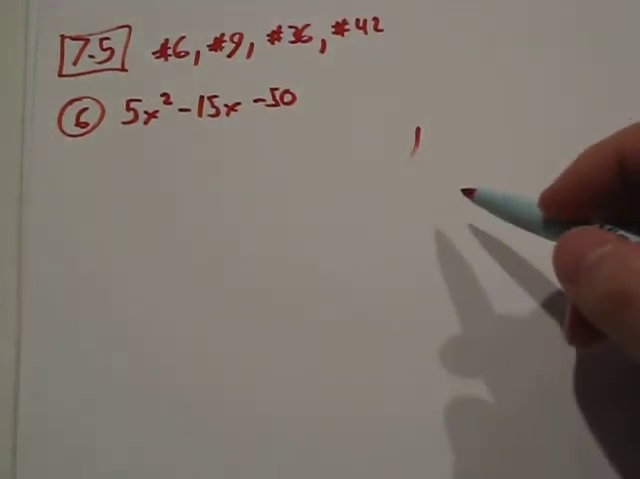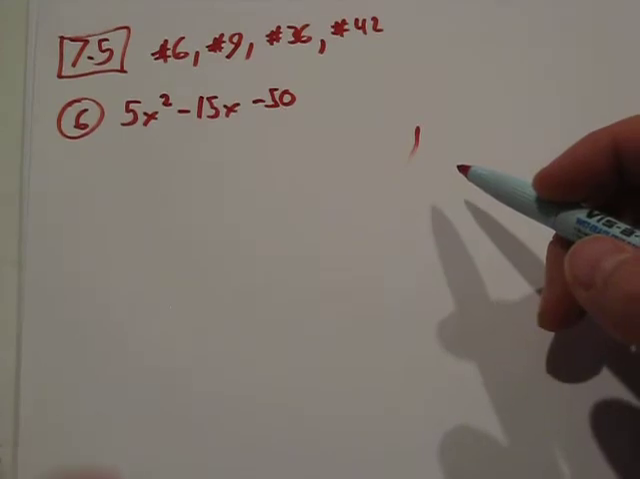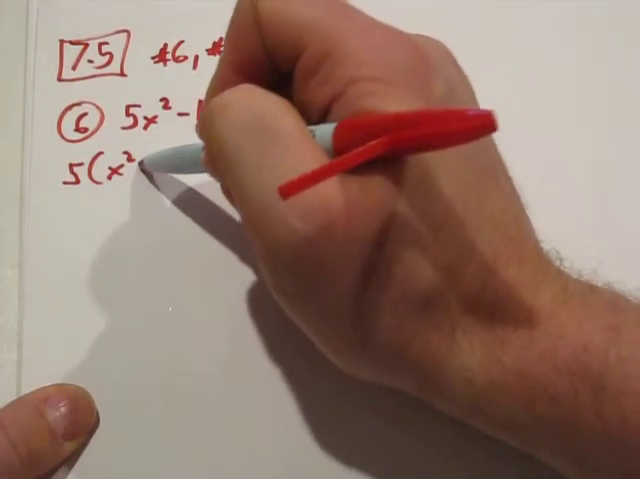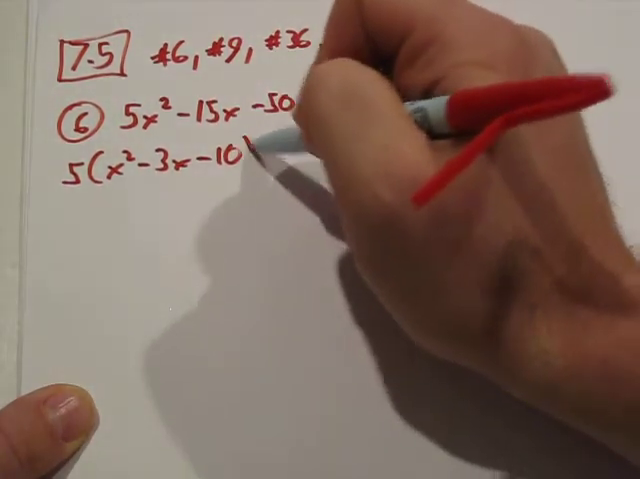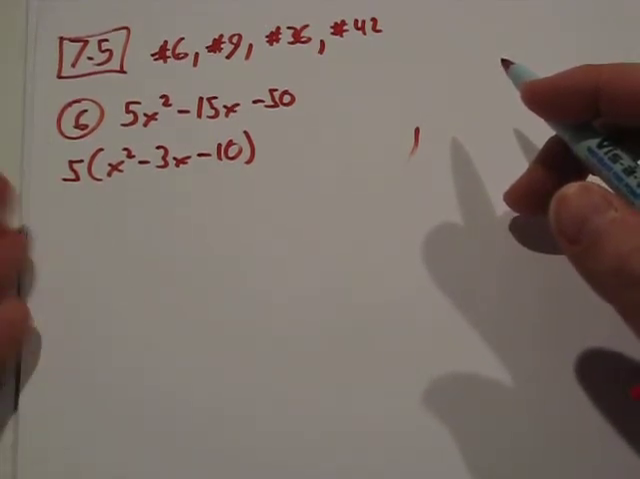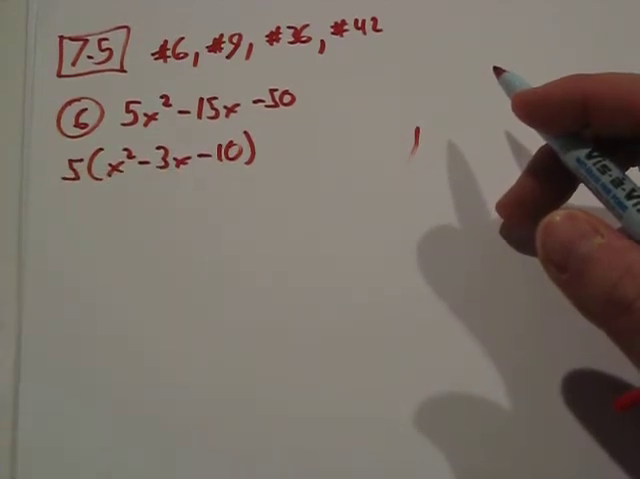Okay, the first thing we've got to look for is common factors. Is there anything that can be divided from each of these three? And the greatest common factor is 5, which leaves x squared minus 3x minus 10. Then we ask, is this a binomial, trinomial, or polynomial with 4 terms? It only has 3 terms, so it's a trinomial. It fits the trinomial rules.